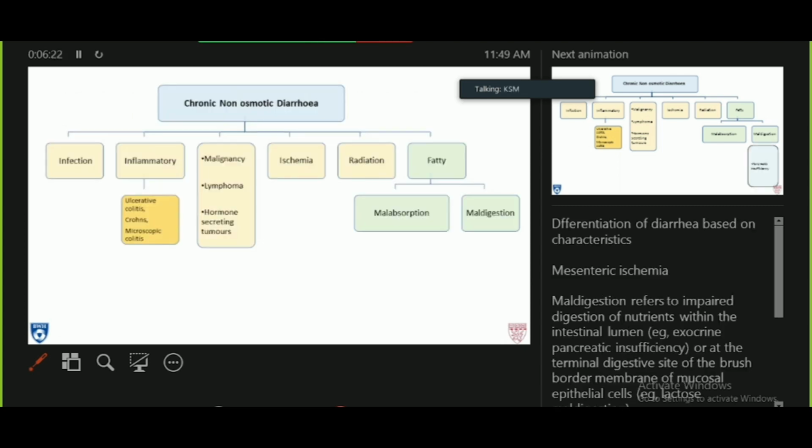Okay, next slide. So moving on to chronic non-osmotic diarrhea. Infection is obviously a key cause for this, but I'm not going to talk about this in more detail because of the time restraints, but we do want to exclude infection in individuals who present with this symptom. The bulk of my talk today is going to focus on inflammatory causes of diarrhea, such as ulcerative colitis, Crohn's, and microscopic colitis. Remember that malignancy, colorectal cancer, often causes a bloody chronic diarrhea.